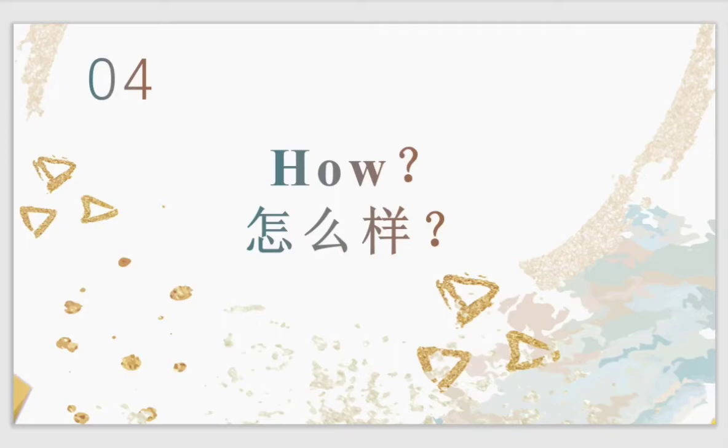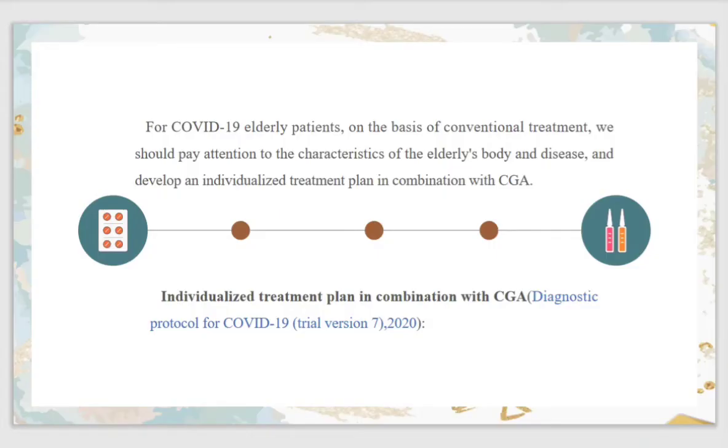For COVID-19 elderly patients, on the basis of conventional treatment, we should pay attention to the characteristics of the elderly's body and disease developments, and individualize treatment in combination with CGA. CGA is comprehensive geriatric assessment, divided into 8 points.